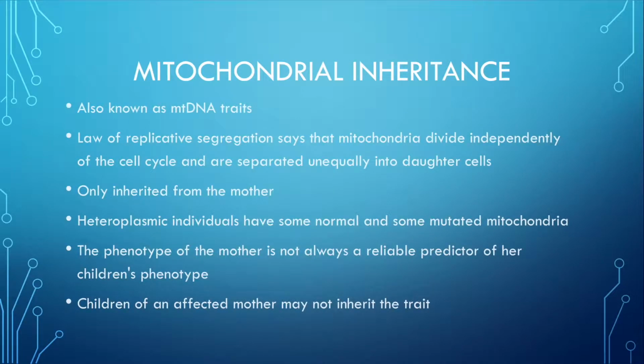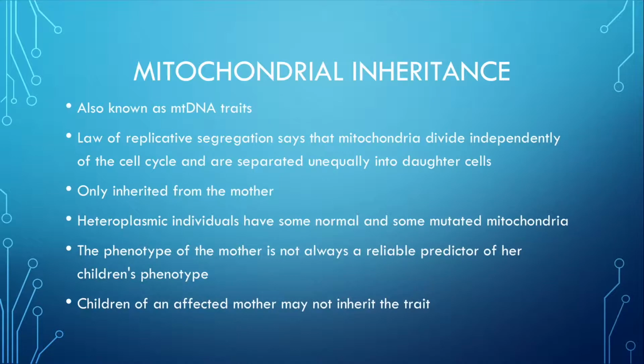Mitochondrial inheritance. In some cases, it seems as if none of the aforementioned modes of inheritance apply to what is seen in the pedigree. In such a case, the trait may be inherited from a mutation in the mitochondrial DNA. According to the law of replicative segregation, mitochondria undergo division that is independent of the cell cycle and are separated randomly during cellular mitosis. Since cells do not make an attempt to put equal numbers of mitochondria into each daughter cell, differences between mitochondria are not passed on equally.